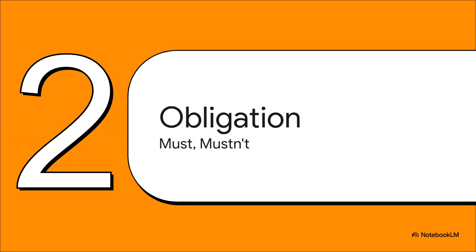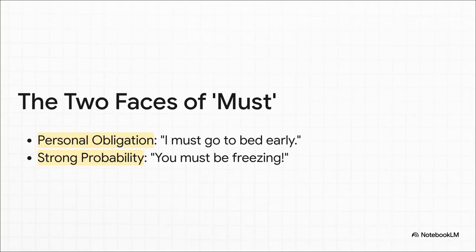All right, let's move on to a much stronger flavor. We're talking obligation and prohibition. This is where must and mustn't come in, and these ones really pack a punch. So must kind of has 2 main jobs. First, there's personal obligation, something you feel is really necessary, like I must go to bed early tonight. The second job is to show you're pretty sure about something, like a logical conclusion. If you see your friend outside in the snow with no jacket, you'd say, wow, you must be freezing. You're not ordering them to be cold, you're just deducing that it's true.